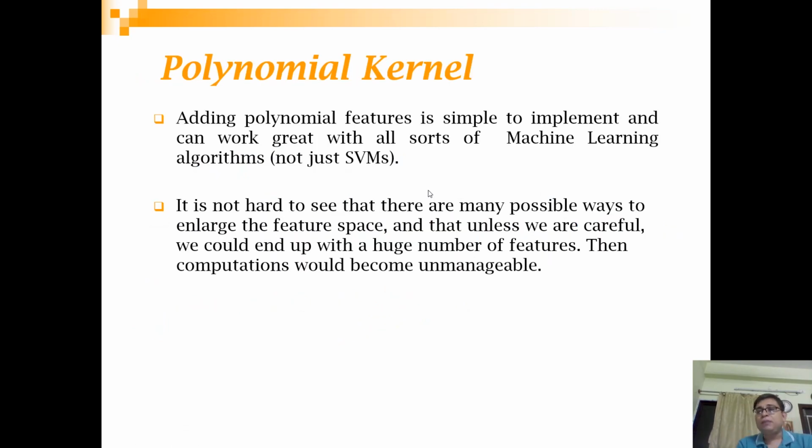So the first step is called adding polynomial features. Why it is called polynomial kernel, or what a kernel is, will come in a while. Basically we can add polynomial features just as we saw. Now you can understand that we can add many polynomial features. We can go on adding higher degree terms, interaction terms, but how far will we go? That will be a huge number of features, and the computations of that would be very unmanageable.